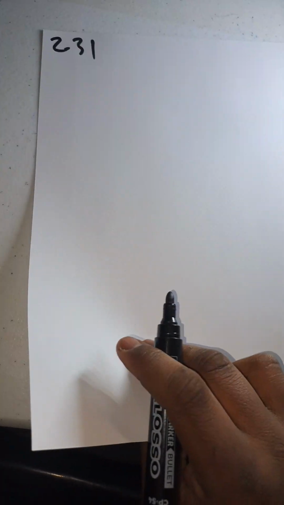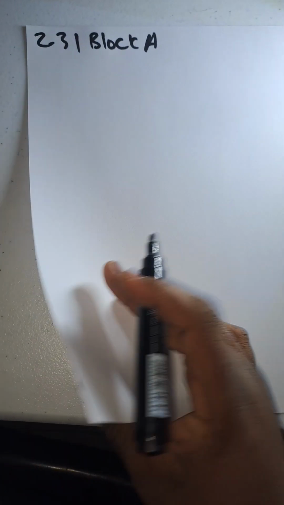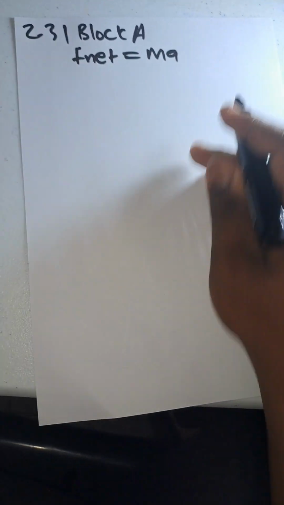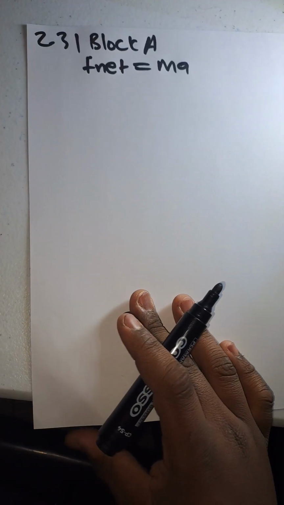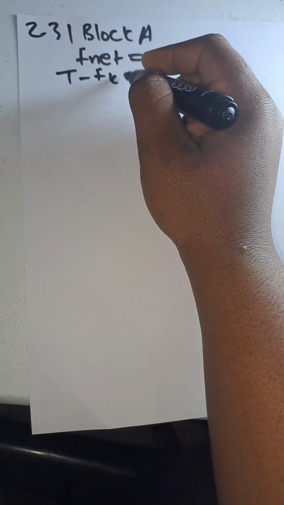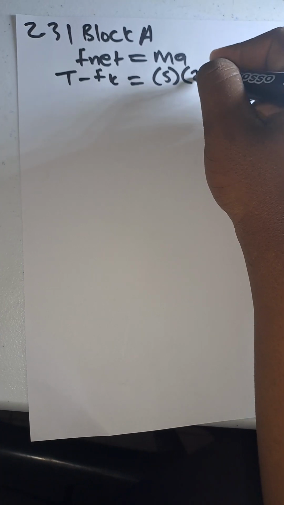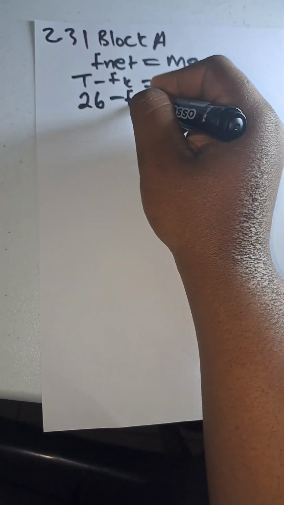So right, let's go. 2.3.1. They want the friction, so I'm going to start by saying block A, so that they can know which block I'm calculating for. F net is equal to ma. What are the forces acting on block A? I told you it is tension and friction. But as you can see there, tension is positive, and friction is a negative one. So it's going to be T minus Fk is equal to what? What is my mass? 5. What is my acceleration? I was given 2.17 there. So my tension is 26, which I was given, and then the minus Fk that they want, right?